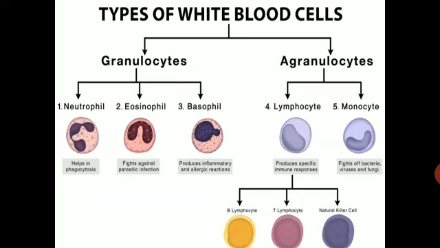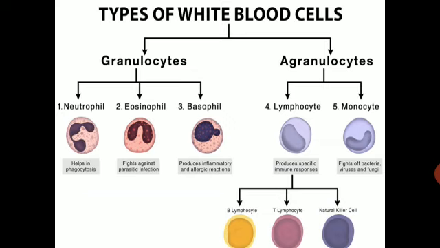So from the name itself you can understand that they get stained by basic dye, hence called basophil, and they produce inflammatory and allergic reactions. So any sort of allergy, let's say at times if you have an allergy, rashes come, so all these reactions are basically produced by basophil. They secrete certain chemicals like histamines, and histamines then provide these allergic reactions.